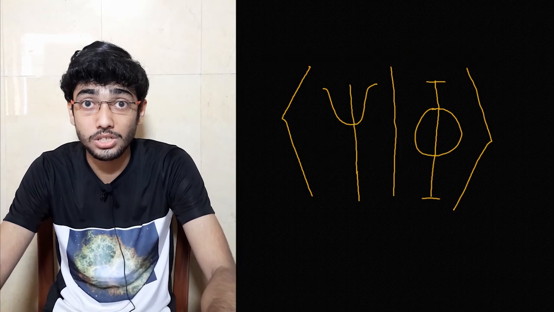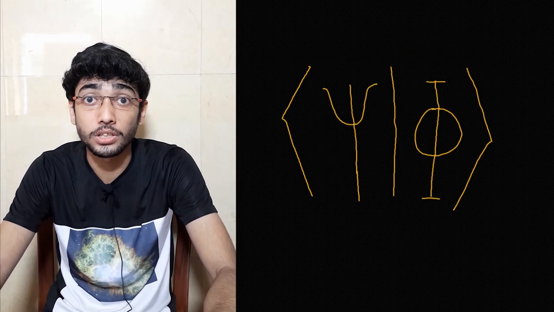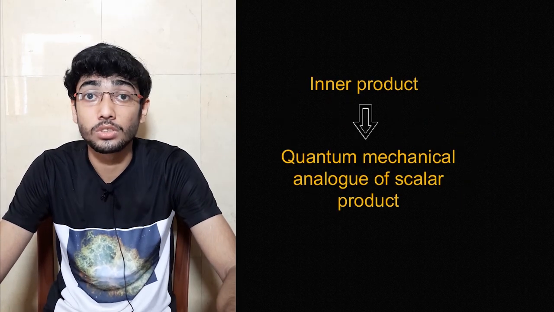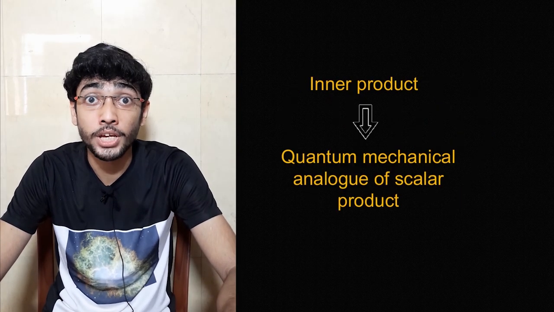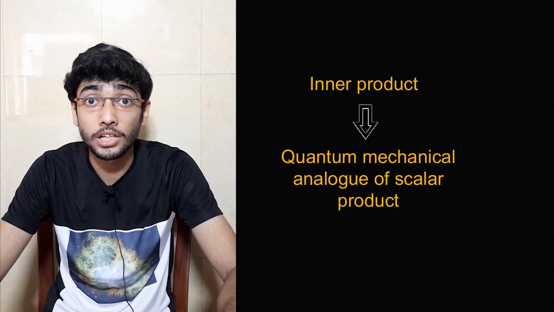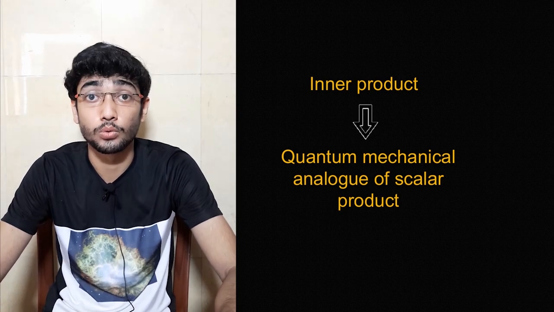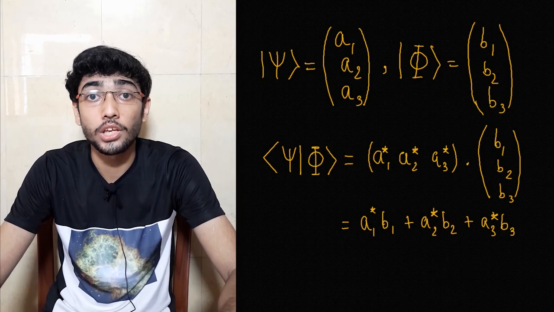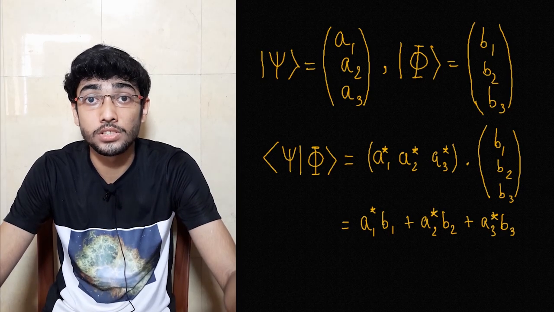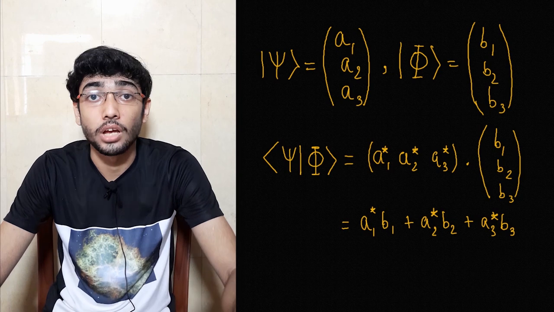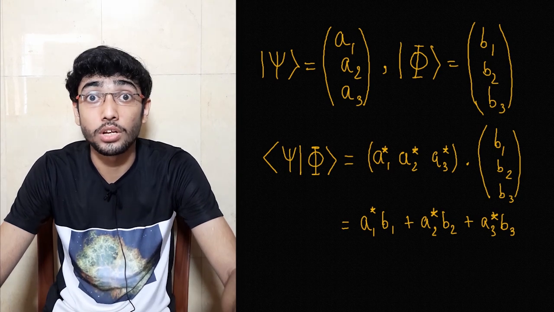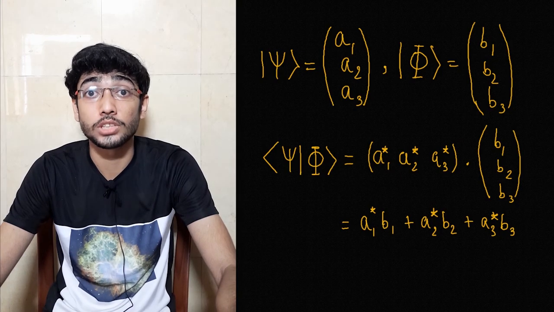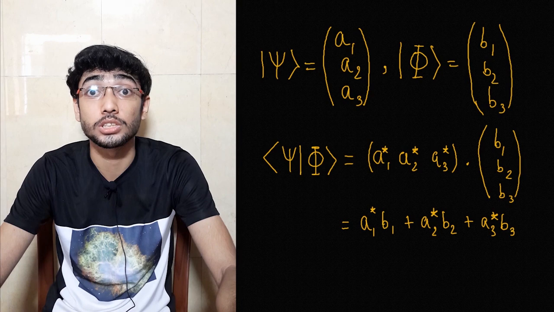We use this notation to write the inner product between two vectors, say psi and phi. Well, inner product is the quantum mechanical analog of the scalar product of three vectors. But what is this inner product thing? Say there are two column vectors, psi equals a column matrix of entries equal to a1, a2 and a3, and phi equals a column matrix of entries equal to b1, b2 and b3. Then the inner product of psi with phi will be a1 star b1 plus a2 star b2 plus a3 star b3.